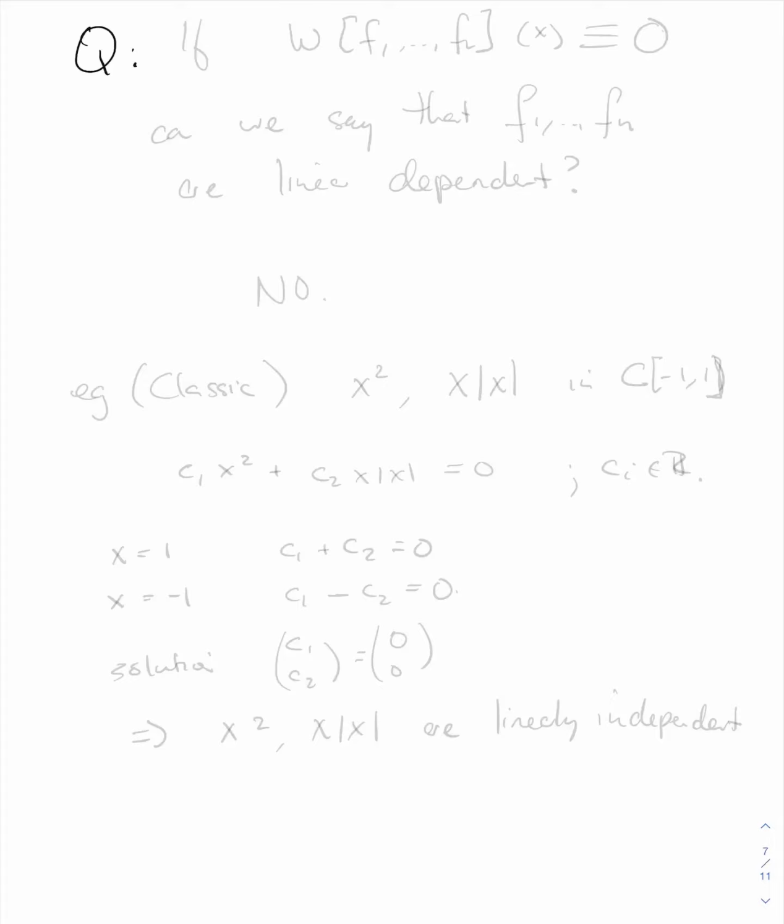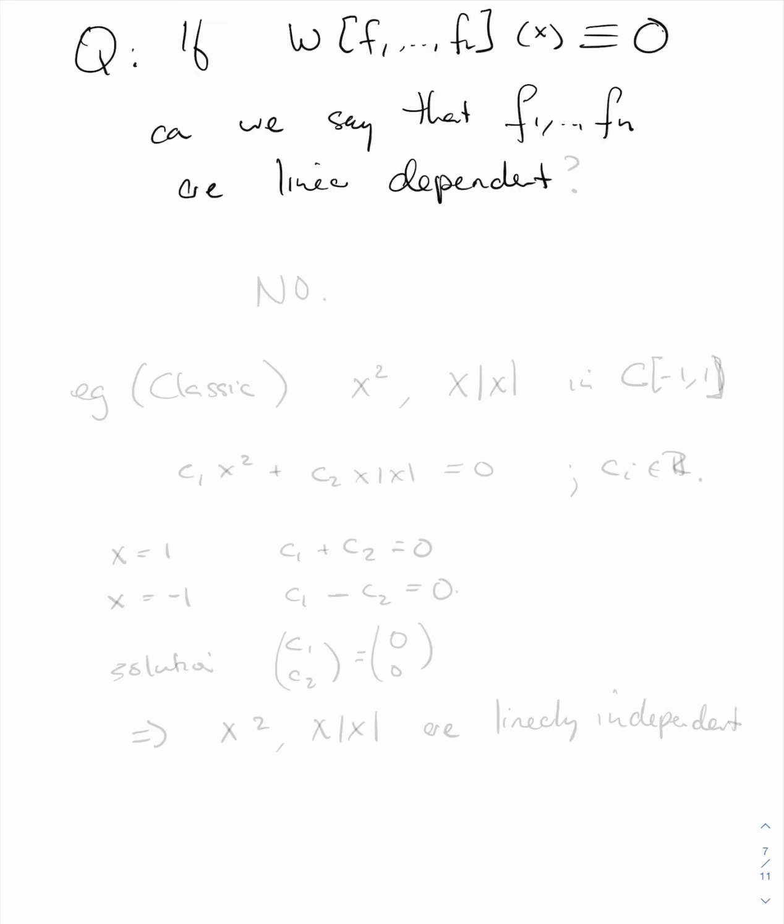However, all I've told you is one direction. I've told you that if the Wronskian, this determinant of this special matrix, is not 0, then the functions are linearly independent. So a question that you might have is, if the Wronskian is uniformly zero, can we say that f1 through fn are linearly dependent? No, unfortunately.